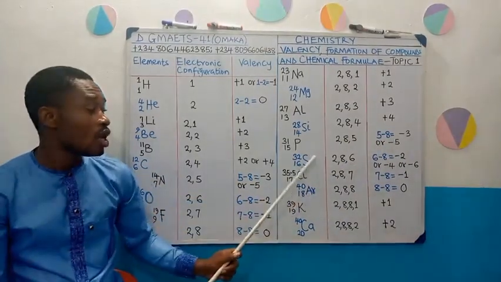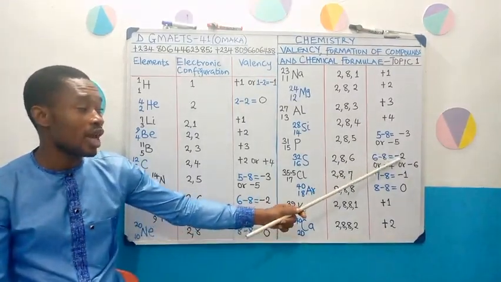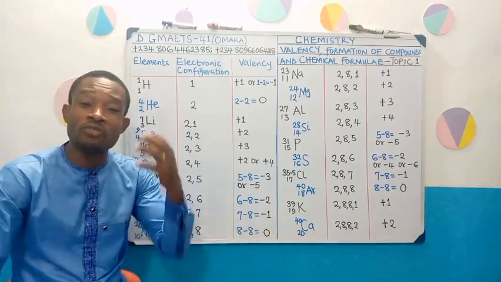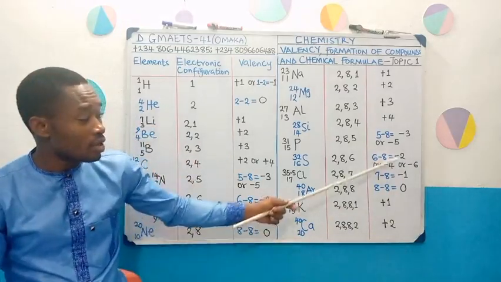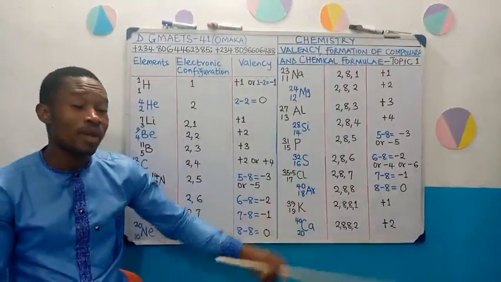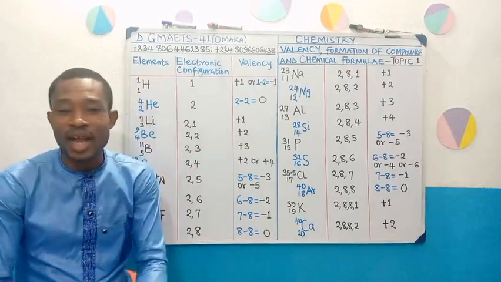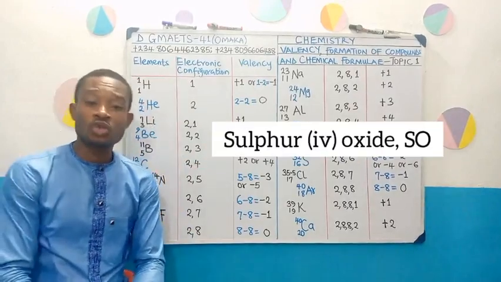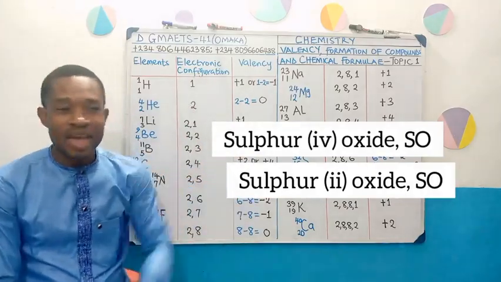So take note. Sulfur, its valence electron is 6, so you do 6 minus 8, you get minus 2. Sulfur happens to show up to 3 valencies, alright? One of them is minus 2, the other is minus 4, the other is what? Minus 6. That is why you could hear something like sulfur 4 oxide. We also have sulfur 2 oxide. We're going to meet all these things as we move on in this course.